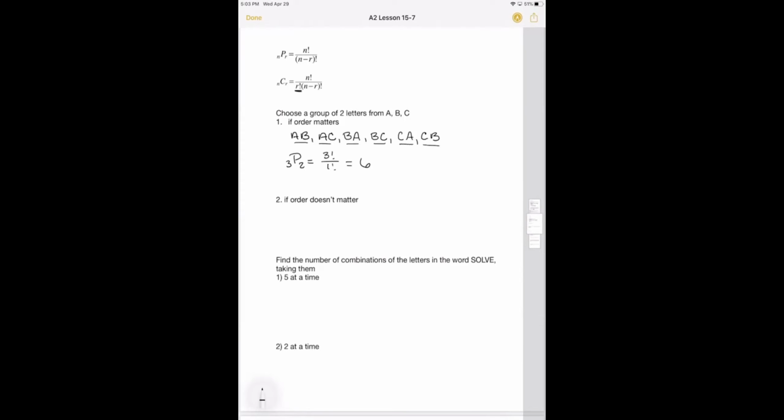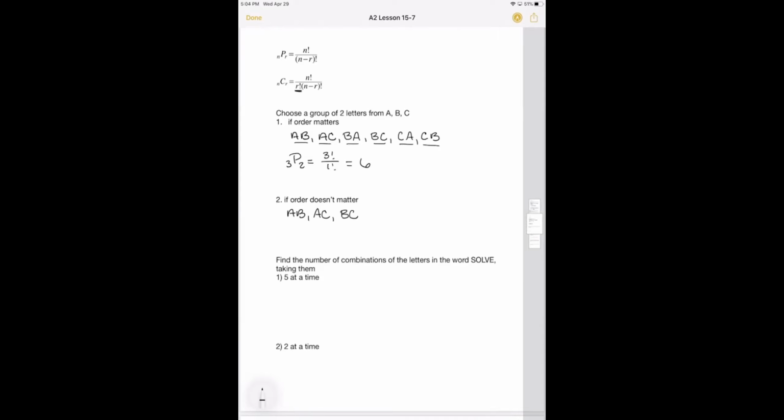Now, if order doesn't matter, what would my groups of 2 letters be? AB, same as above, AC. Now, can I list BA? No, because it says order doesn't matter, and AB and BA are the same group of 2 letters. Let's go to BC. I don't have those 2 grouped together. All right, the next would be CA. I already have that in the form of AC. And then CB, I already have that in the form of BC.